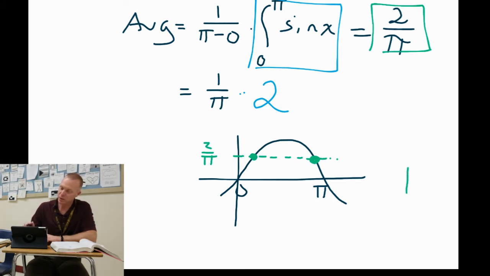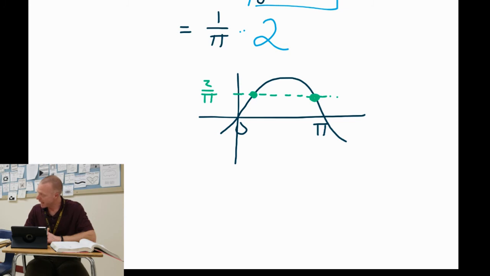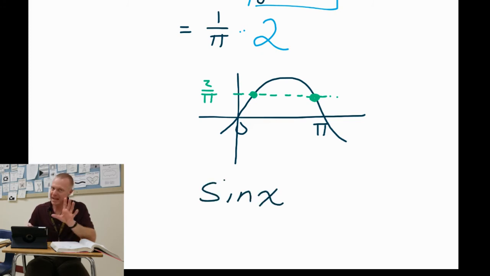Now, you could do this problem with a graphing calculator. I'm going to take a little bit more of an algebra approach because I want you guys to realize that what we're really talking about is when the sine wave, not the antiderivative of the sine wave, but just the sine wave, when does it equal 2 over pi?